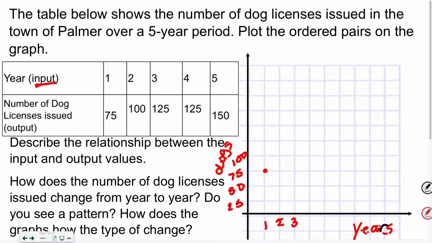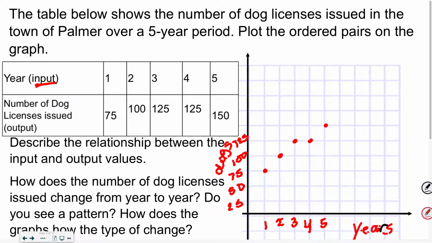What do we think? 2 up to 100. How about if the years is 3? If X is 3, what's Y? 125. Good. What about if X is 4? 125. What about if X is 5? How do we connect those?